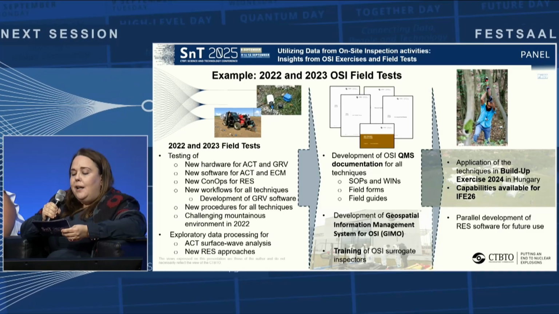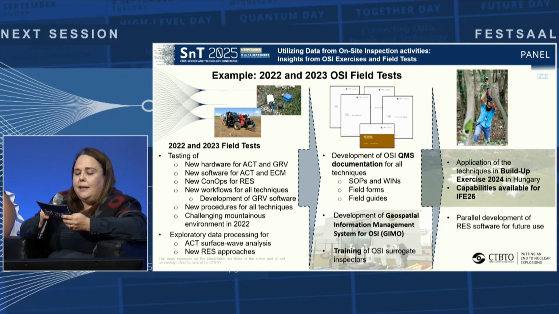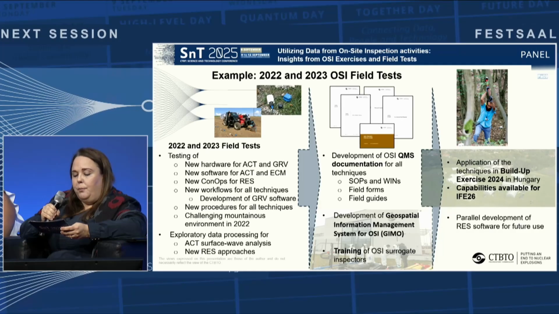So how has this data been then used so far? Based on the testing of the various aspects, hardware, software, workflows, procedures, the quality management system documentation was updated and developed, including standard operating procedures and work instructions for all the techniques, and also about 50 new field guides recording detailed instructions for how to operate the hardware and software.